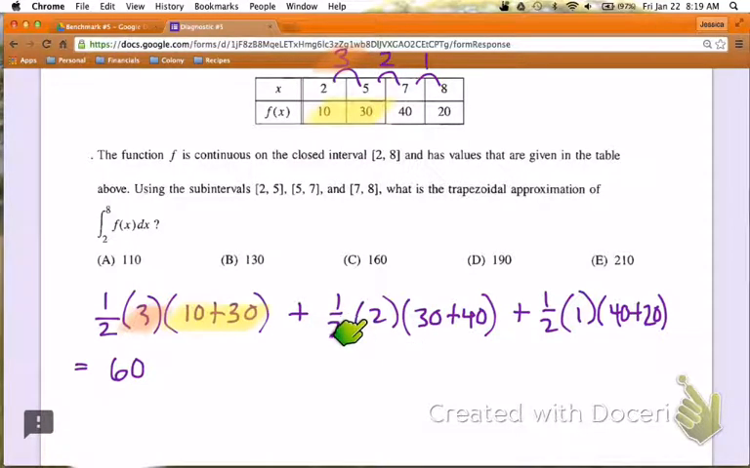For here, half of 2 is 1. And then 1 times 30 plus 40. 30 plus 40 is 70. And then half of 1 times 40 plus 20, that would be half of 60. So that's 30. And if I add all these together, I get 160. So that's answer choice C.